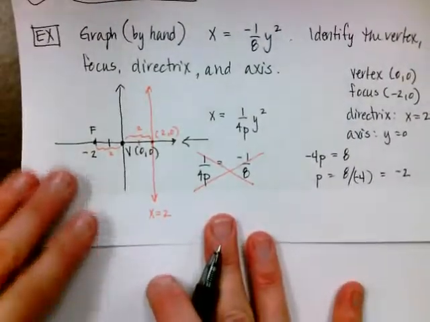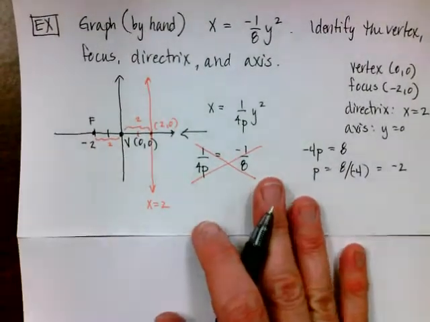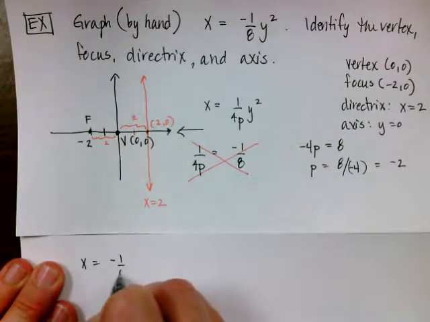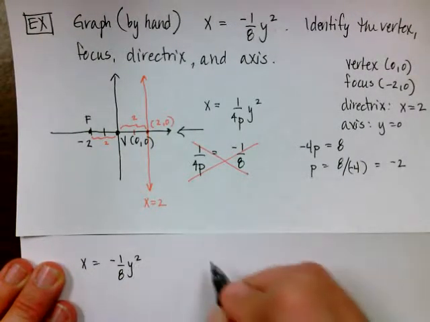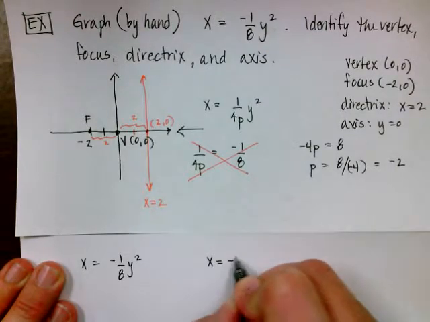So what I'm going to do is I'm going to choose a point on my graph. I'm not going to choose a point that's really big, because then I have a lot of math to do. But I'm going to have, here's my original equation, 1 over 8 y squared. So I'm just going to choose a value for x. So I'm going to let x equal a negative 1.